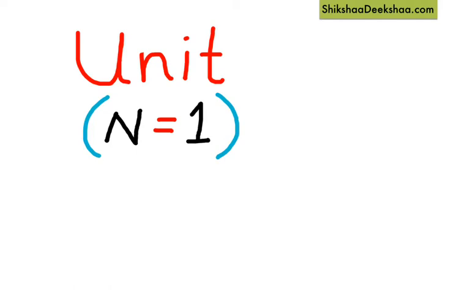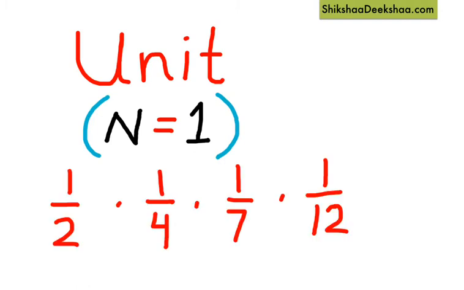Next we have unit fractions. Unit fractions are fractions in which n is equal to 1, meaning they have 1 as their numerator. For example, 1 by 2, 1 by 4, 1 by 7 or 1 by 12. Any fraction in which the numerator is equal to 1, that fraction is known as a unit fraction.